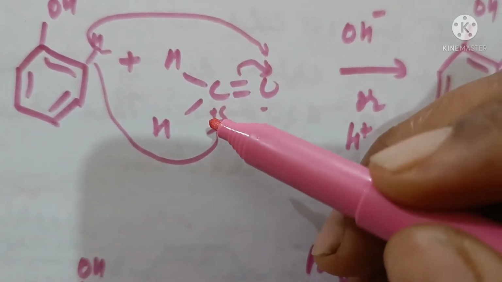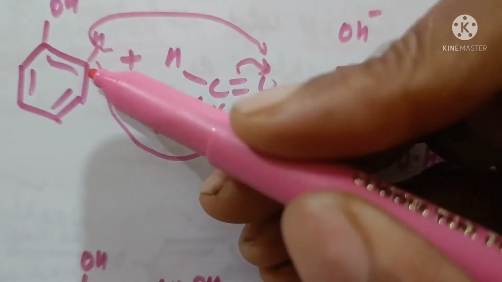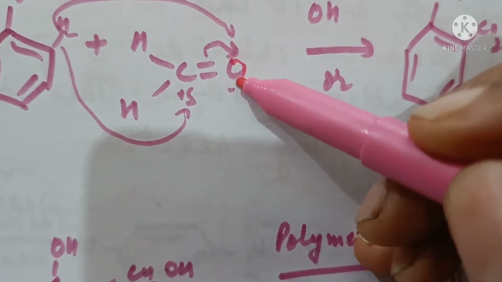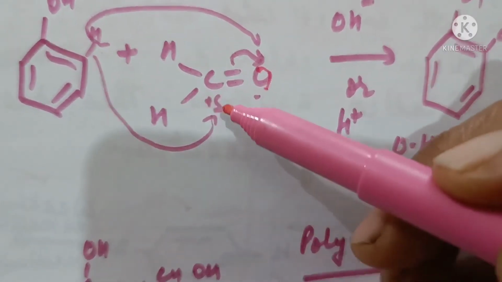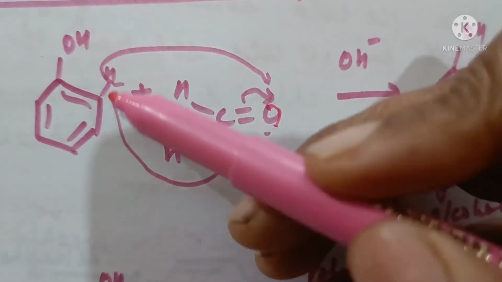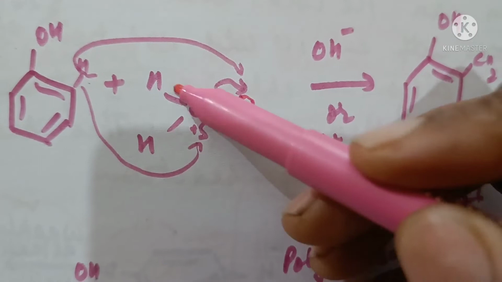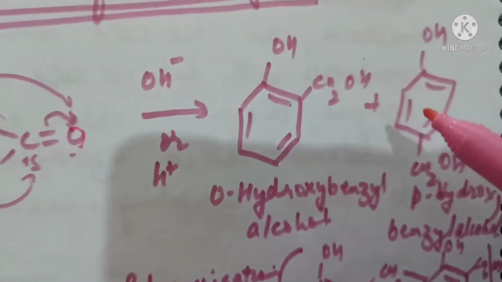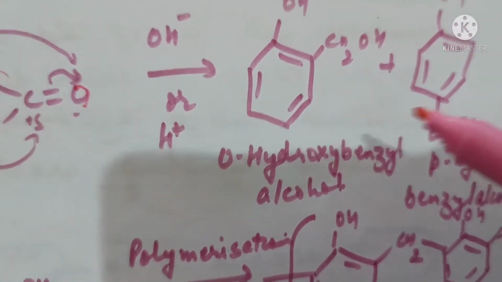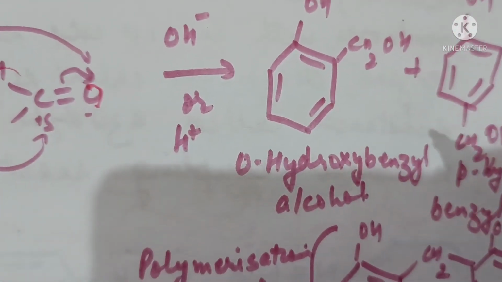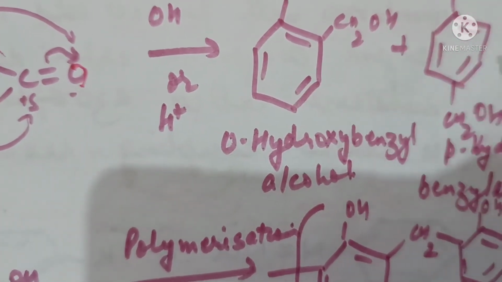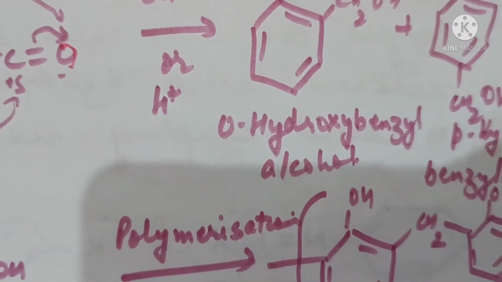So this bond breaks in such a way that the positively charged hydrogen goes to the negatively charged oxygen, and the electron moves to the positively charged carbon. So the product will be C6H4OH, and here CH2OH is attached. This occurs at the ortho position as well as at the para position. So two monomers are formed, but these monomers can combine with each other to form long chain compounds, which are polymers.